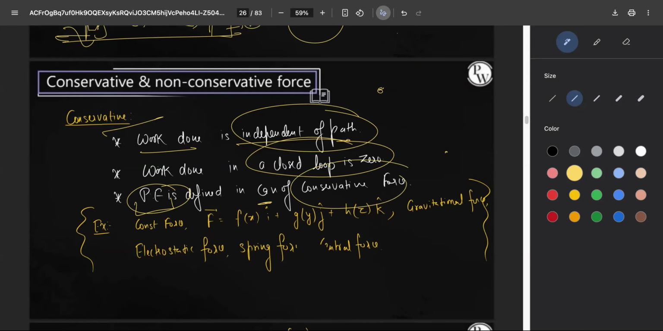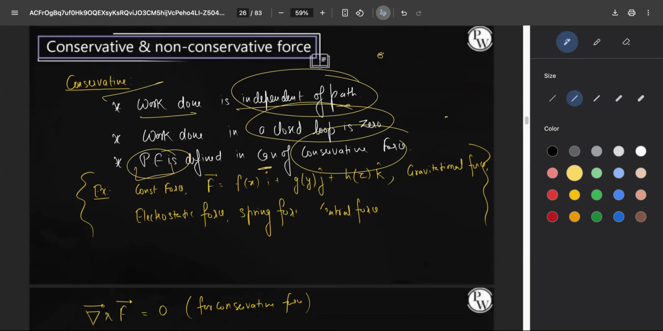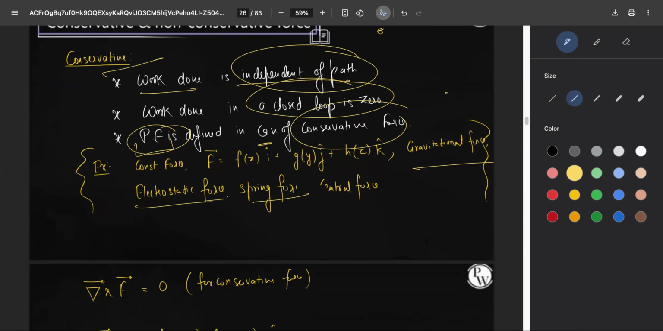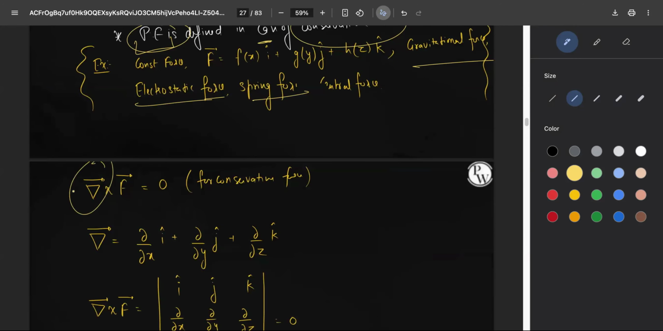So this is what we are talking about. Clear? So if you talk about the conservative forces: gravitational force, electrostatic force, spring force, and centrifugal force. Clear? Yes, sir. And this basically meant displacement in a closed loop.